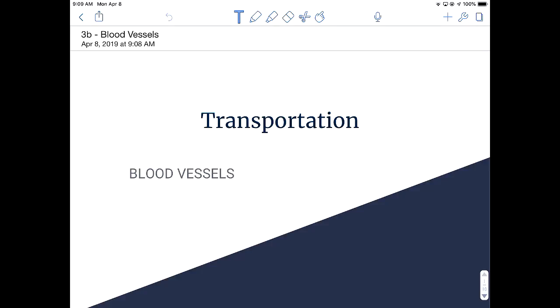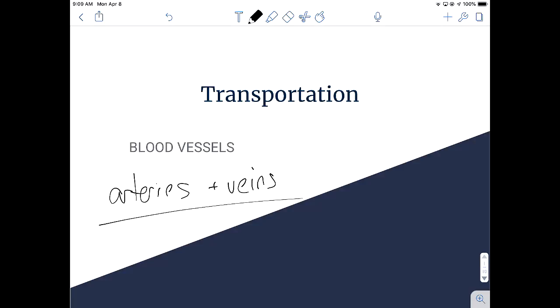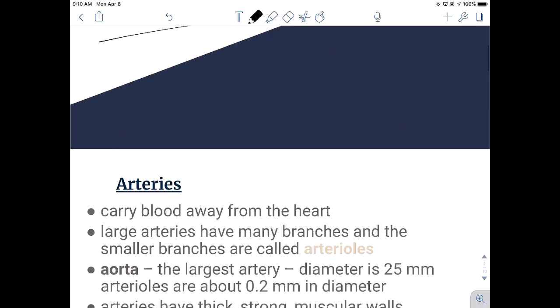So the first thing to talk about is how blood gets transported. Blood is transported through the blood vessels. What are the two names for the types of blood vessels that we have in our body? Arteries and veins. Really great. So that's really what we're talking about today, and how these structures operate and what they're made out of, and all that sort of thing.